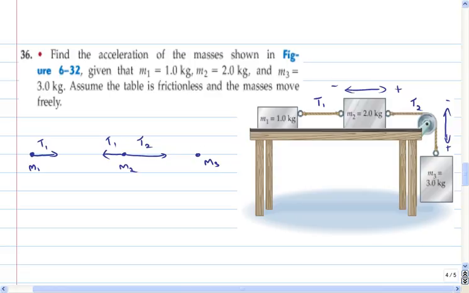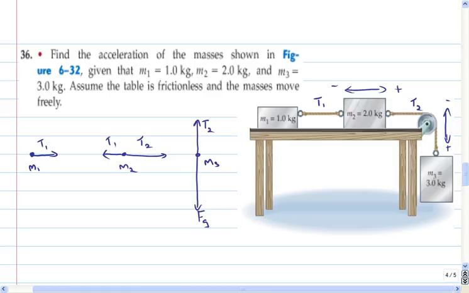Now for M3, I forgot the 3 there. Force of gravity, of course, is acting down, and it'd better be larger than T2. So the force of gravity is acting like that. T2 should be the same magnitude as the other diagram, and we've got our free body diagrams that will set up the motion.